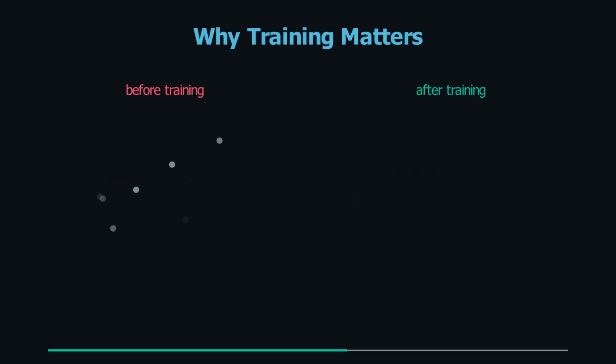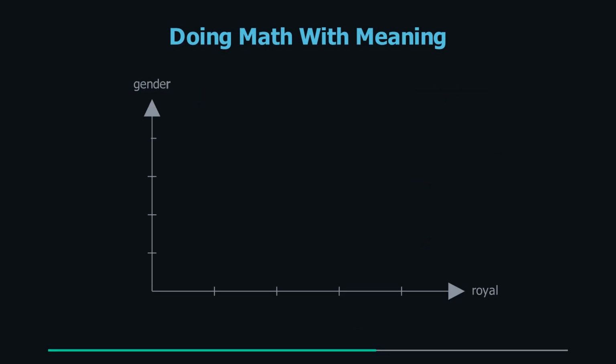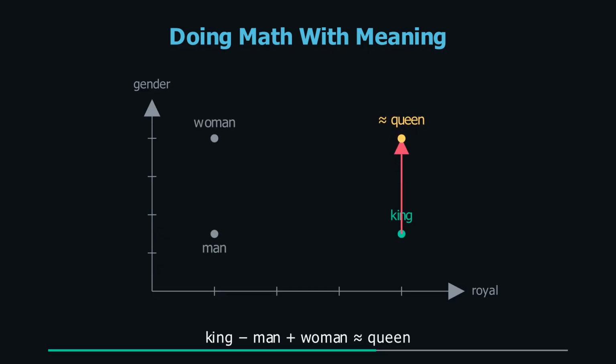Before training, a model's map is basically random, synonyms scattered everywhere. After training on huge amounts of text, the map reorganizes itself, pulling similar meanings close together and pushing unrelated ones apart. Because words are now just numbers, you can do math with them. Take the point for king, subtract the point for man, add the point for woman, and you land almost exactly on queen.